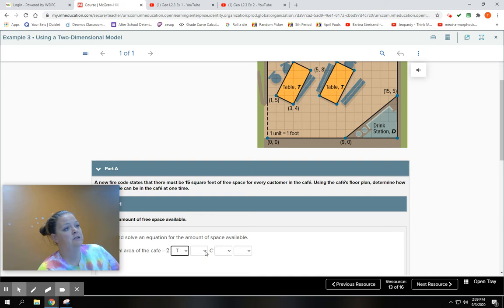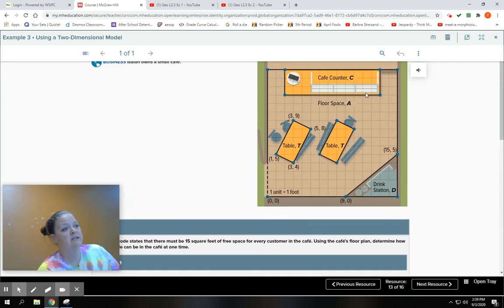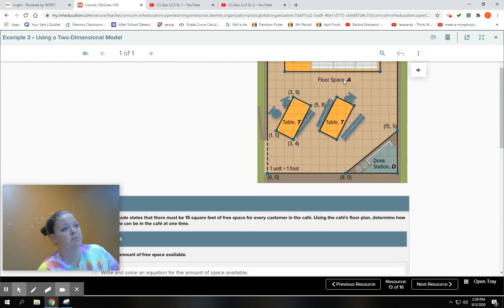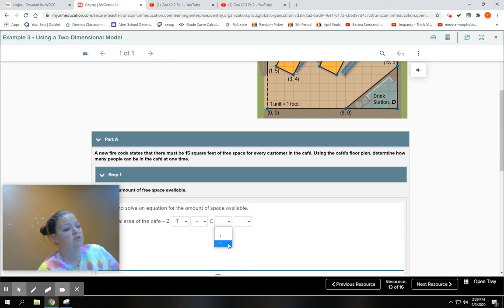And the free space, we're going to continue subtracting. So we'll subtract C, that's this big counter up here. And then we're also going to have to subtract our drink station, D.